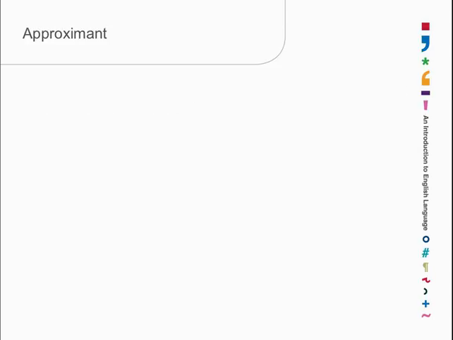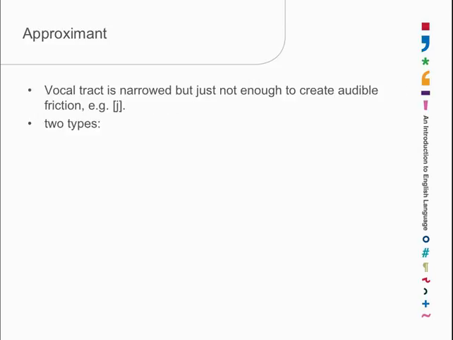Approximants are created when the vocal tract is narrow but not narrow enough to create friction. Try the sound Y, as in yacht. Y. You'll hear that there is a certain amount of sound coming out, but there's no friction. There's not an S or F type sound. Y. It's quite a small gap. There's certainly a narrowing, but there's no friction to be heard.